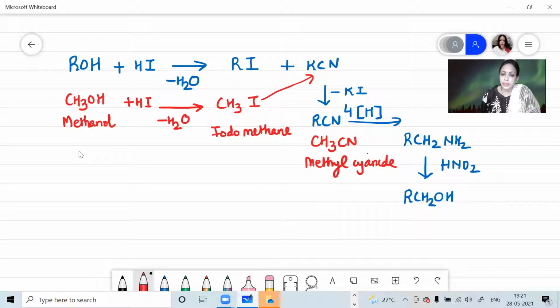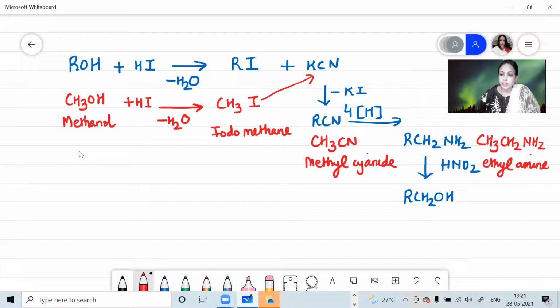Now this methyl cyanide undergoes the reduction process and forms the compound CH3CH2NH2. The moment this product is formed, you can see the CH3 group has changed into CH3CH2, that is your ethyl group, C2H5. Now this C2H5NH2 is your ethylamine. So your methyl has changed into ethyl. That means your ascent series is almost complete.